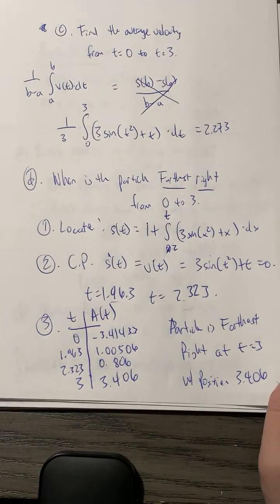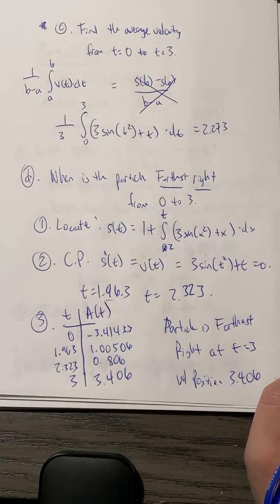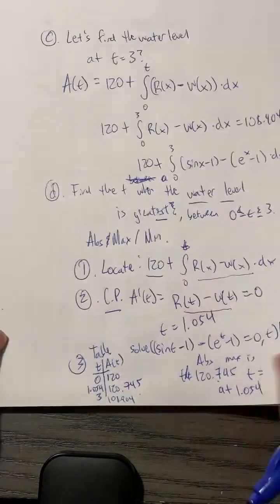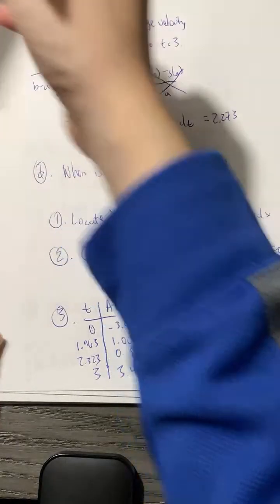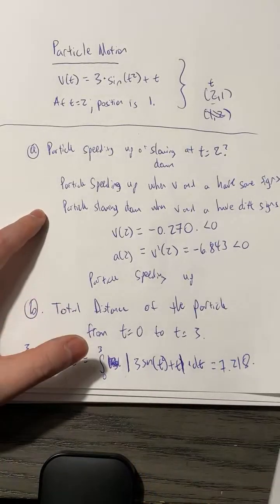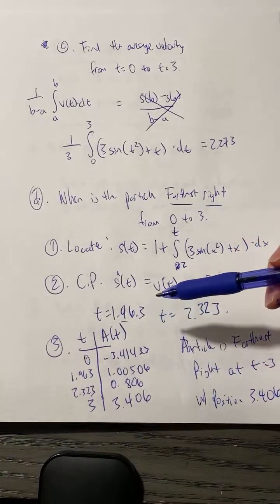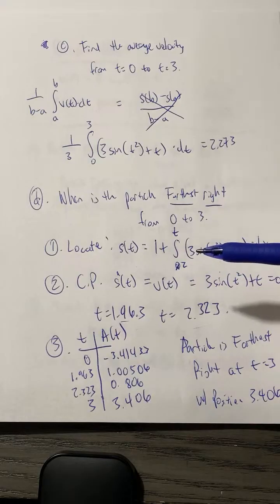There are some questions that we didn't talk about in particle motion. I think the easy thing about particle motion is that you just need to know the rules. The hard part is that there's a bunch of rules. So we did speeding up, slowing down. We did total distance. We did average velocity. We really did FTC as we constructed this table. And then we also did abs max or min.